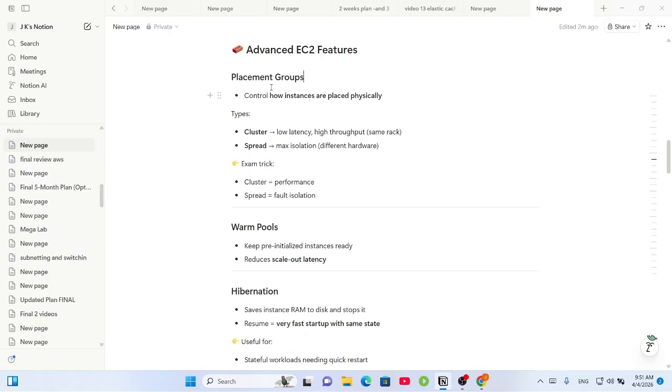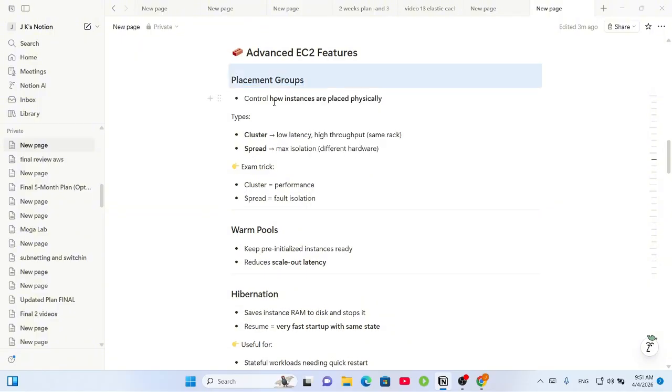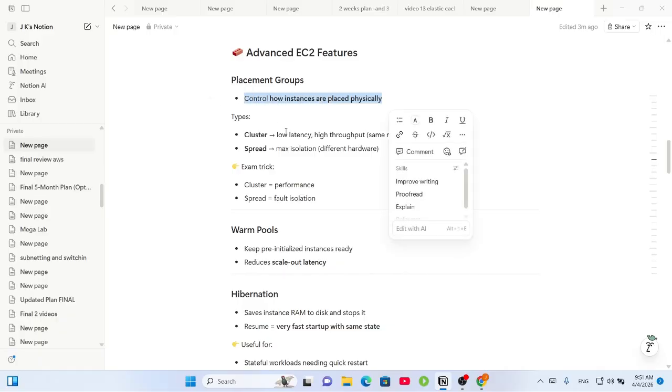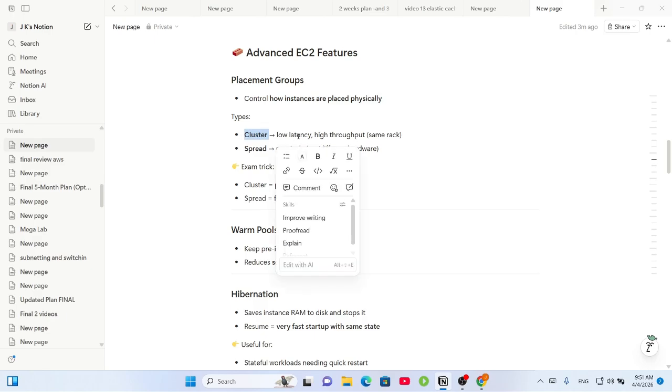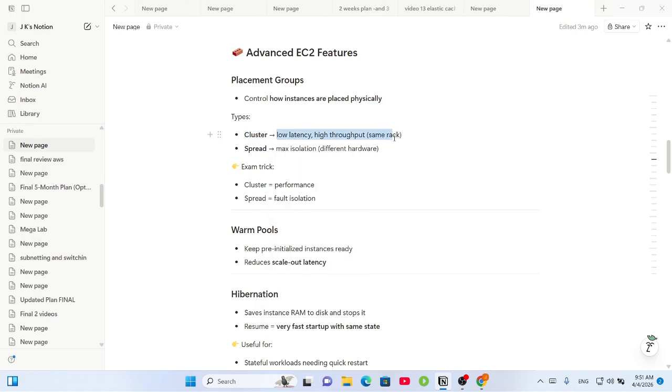Other advanced EC2 features: we have placement groups. This controls how instances are placed physically. Focus on this one. If we use cluster, that means low latency, high throughput, same rack. If you want to place your instances in the same rack, you can use cluster. Spread, if you want to put them in different racks or different hardware, meaning different physical servers, you can use spread. Cluster is for performance, spread is for fault isolation. Those are the two different placement groups.